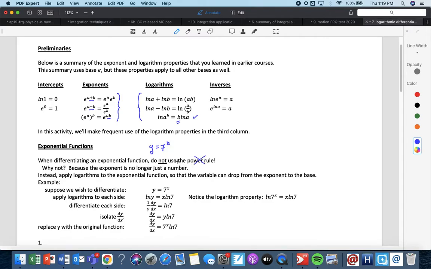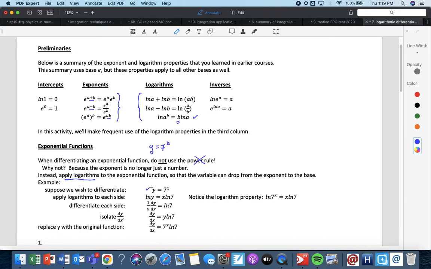rule. If that exponent is a number, positive, negative, fraction, decimal, you can use the power rule, but it has to be a numerical value. Once the exponent is a variable, then you have to look for another method. And the method we're going to use here is called logarithmic differentiation. So what we're going to do first is apply logarithms to both sides of the equation. And that will allow us to bring that exponent down.